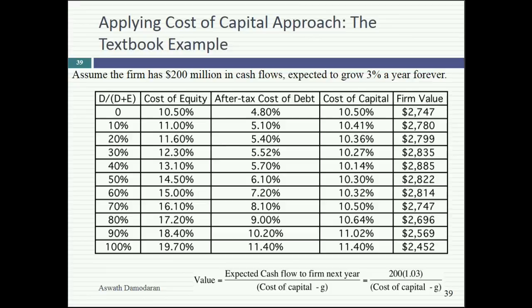So the instructor, this was the climactic moment. He said the optimal debt ratio for this company is 40% because that's where the cost of capital is minimized. He fleshed it out more and said, if you keep the cash flows fixed at 200 million, growing at 3%, and you lower the discount rate, the value in the last column will be maximized at 10.14%.